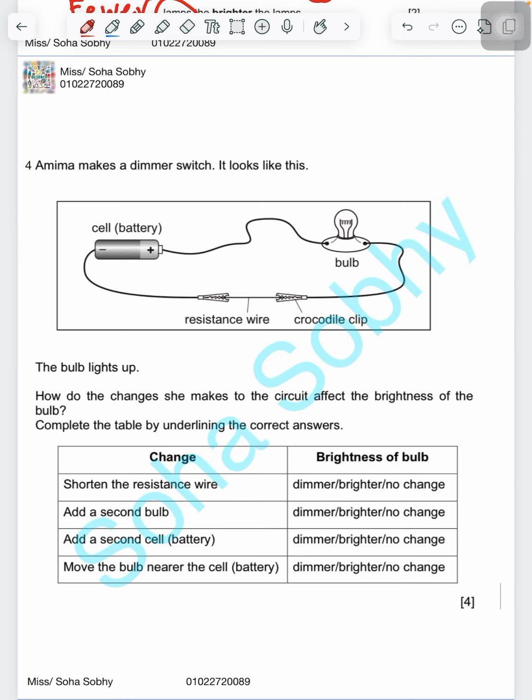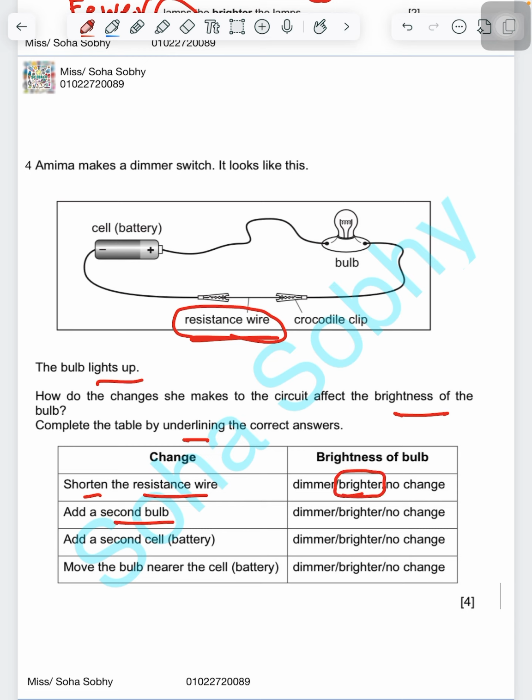Umayma makes a dimmer switch. Where is the switch? It's here, this part. It looks like this. The bulb lights up. How do the changes she makes to the circuit affect the brightness of the bulb? Complete the table by underlining the correct answer. Shorten the resistant wire. This resistant wire, as we said, is something that current or electricity doesn't love. So if it's short, the lamp will be brighter. Yes, you are right. Shortening the resistant wire makes the lamp brighter.